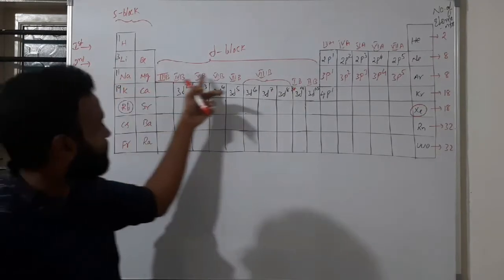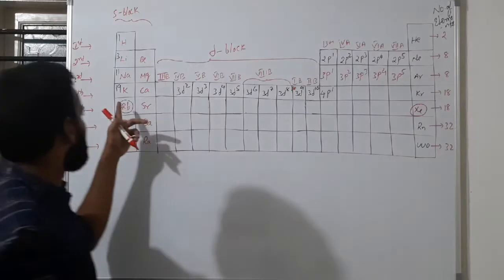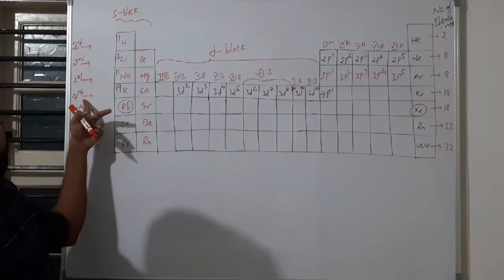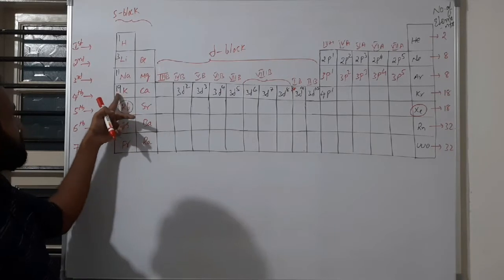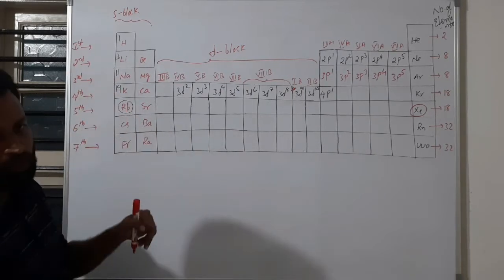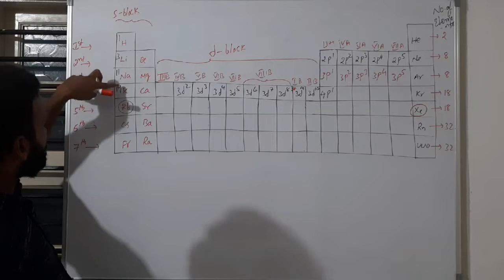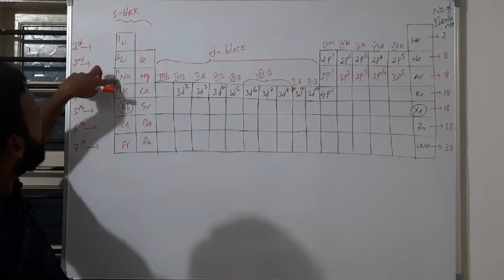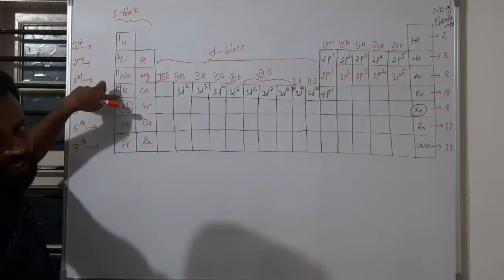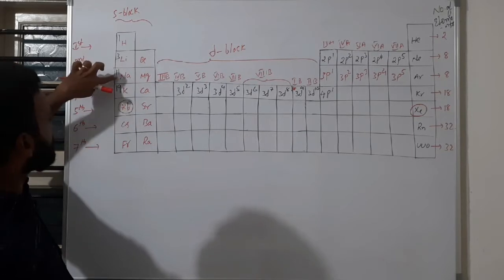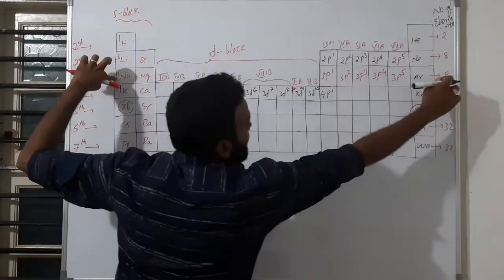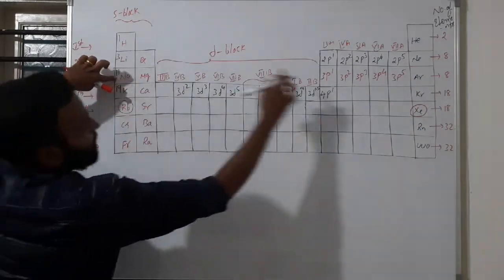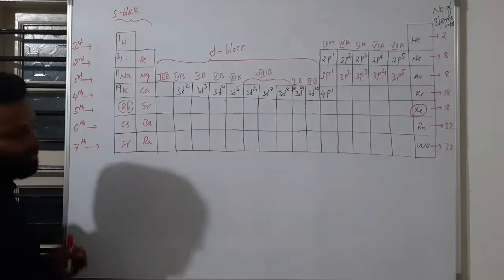Potassium belongs to the fourth period, so in the previous period, the third period, I have to consider how many elements there are. Potassium is just below sodium, so I consider the sodium atomic number, 11, and in that period how many elements do I have? 8. So 11 plus 8, it's 19.